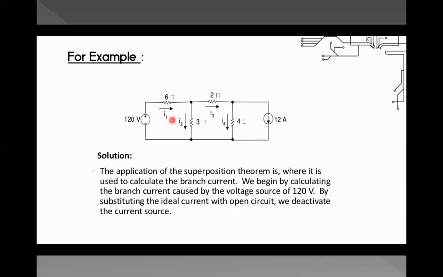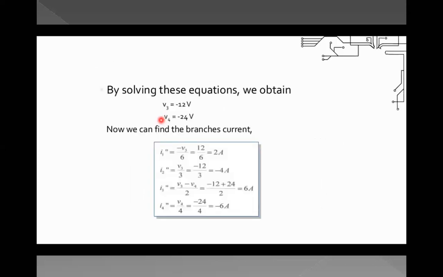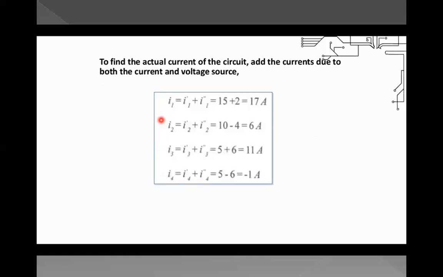Then we said that I1 was equal to I1 dash plus I1 double dash, I2 was equal to I2 dash plus I2 double dash. In that manner, by using superposition on the given network circuit, we found the value of each current in each asked branch. So we found the value of I1, I2, I3, and I4. So this was all about the superposition theorem.